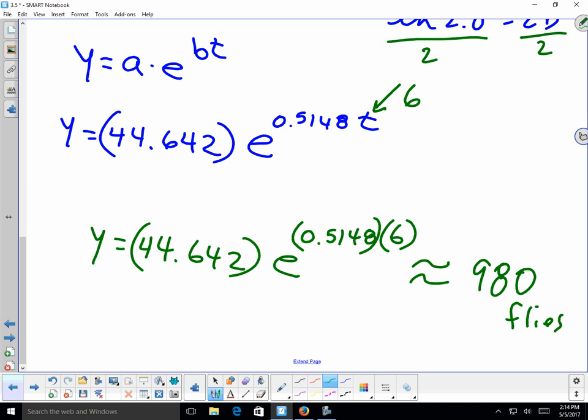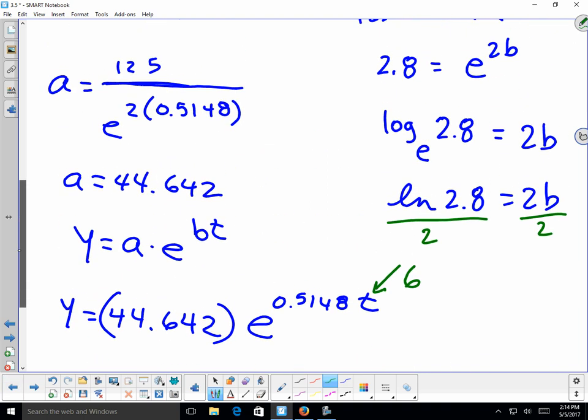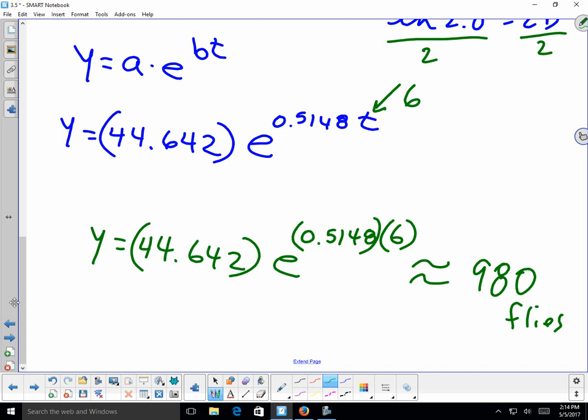Okay, now here's my follow-up question. How many flies were there originally, like on day 0? Yeah, 0 flies? You can't get flies from nothing. Yeah, 44. Because if I plug in 0 here, e to the 0 is 1, so there was about 44.6, about 45 flies originally.